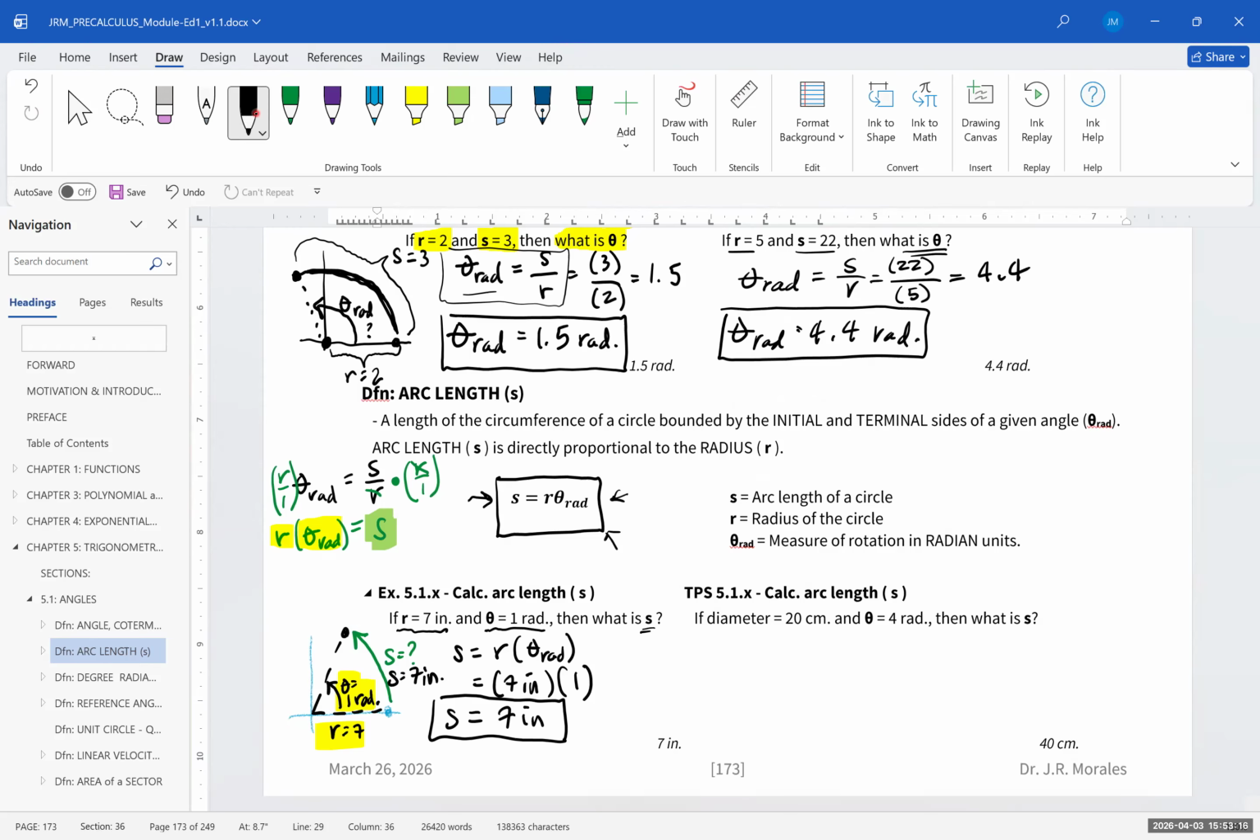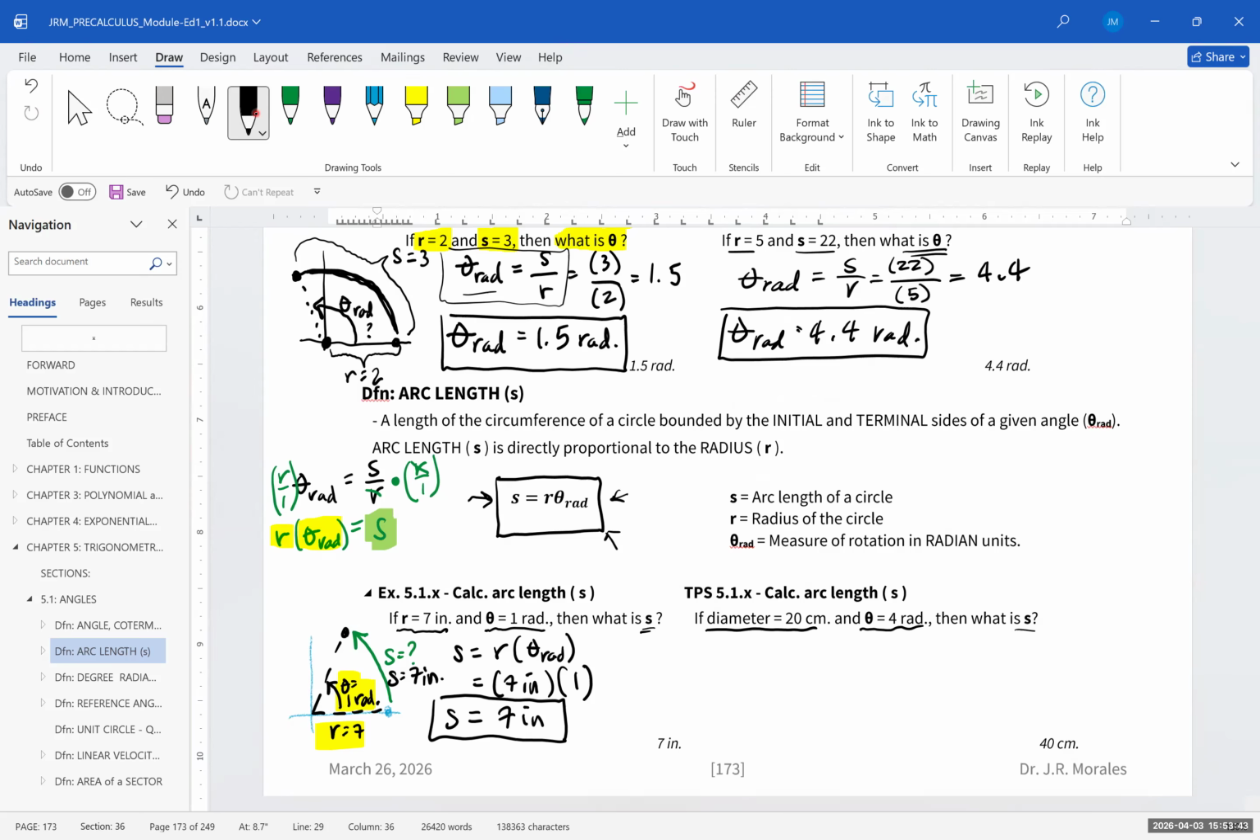Here's another think pair share. Give this one a try on your own. Resume the video if you need some help. Go ahead and pause. Okay, we're back. In this one, it says if the diameter is 20 centimeters and the measure of rotation is 4 radians, then what is the arc length?